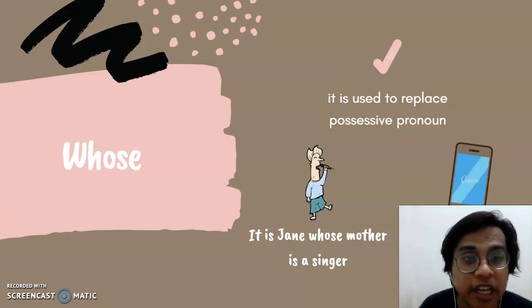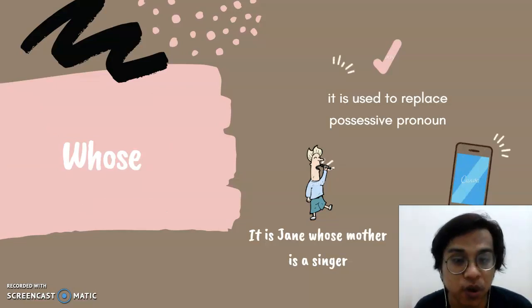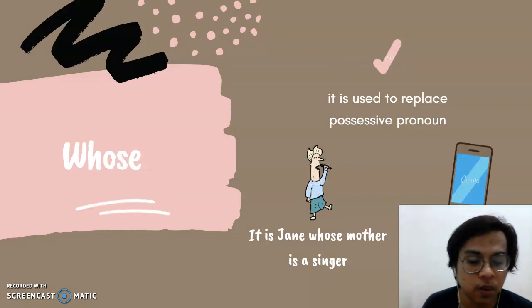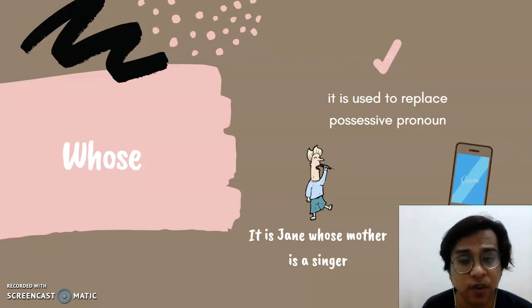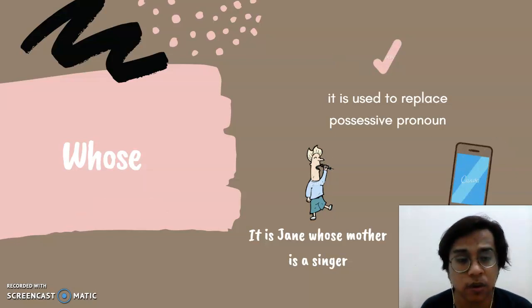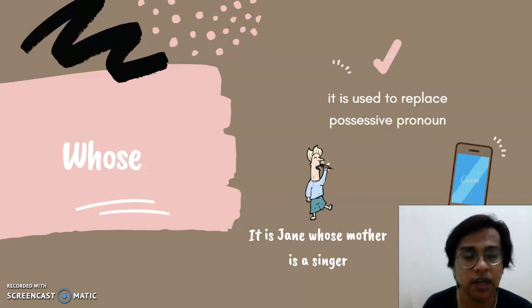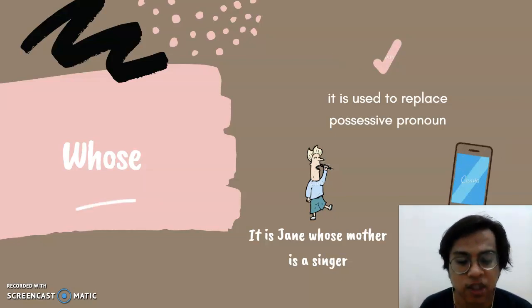And the next one is whose. Whose is the possessive form of who. So whose is a relative pronoun and we use it to replace a possessive pronoun. When we use the relative pronoun whose, it talks about someone's belonging of something.